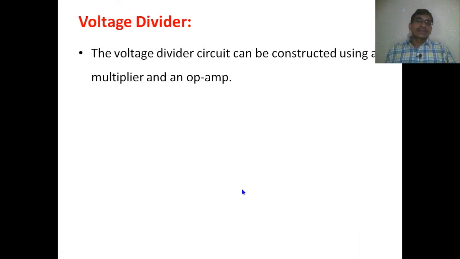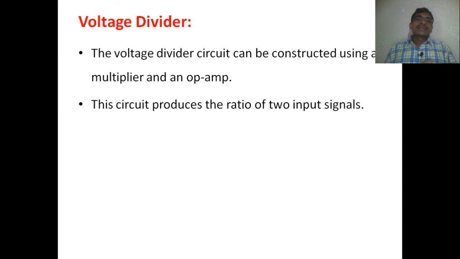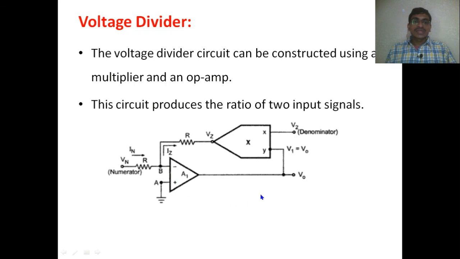Voltage divider. The voltage divider circuit can be constructed using a multiplier and an op-amp. This circuit provides the ratio of the two input signals. So this is a circuit for the voltage divider network. Here one op-amp is used and one multiplier section is used. For this multiplier section, one of the inputs is the denominator, which is dividing, and here Vn, the numerator, will be applied, and here the denominator Vd is applied.